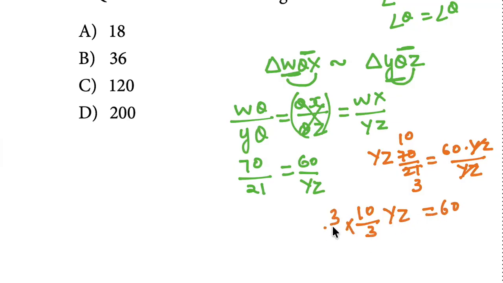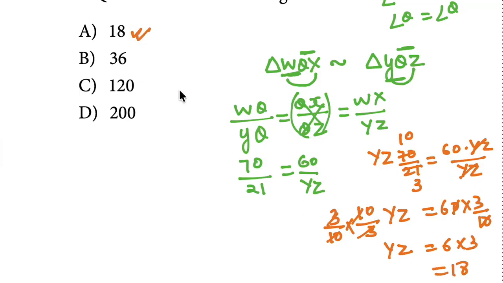Let's multiply by the reciprocal on both sides because we need to get rid of this 10 by 3 and we need YZ. So YZ is equal to 6 times 3, which is 18. So A is the right option. Okay.